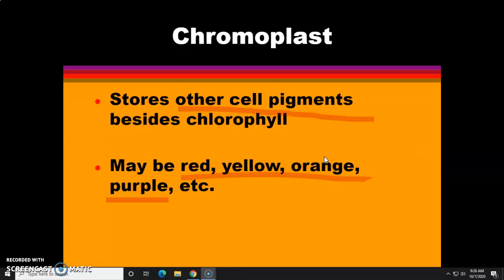Then you have something called the chromoplast, and they contain other cell pigments, and they're the ones we're about to see now because it's a fall season. When the chloroplasts lose their pigment, the green, we'll start seeing the red, yellow, orange, and purple. We'll see those beautiful colors in the fall.